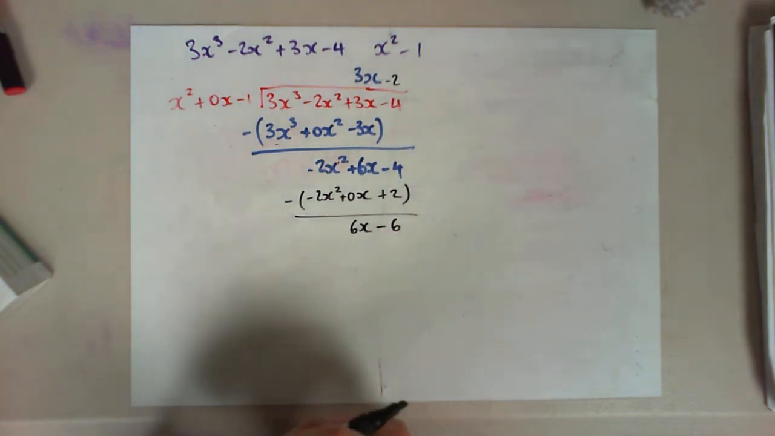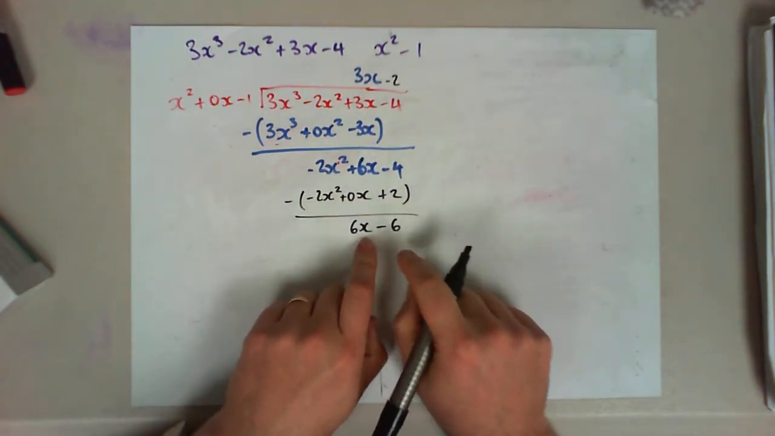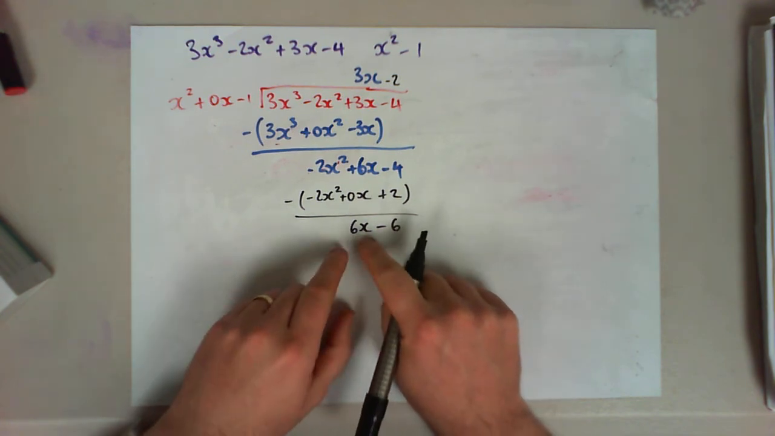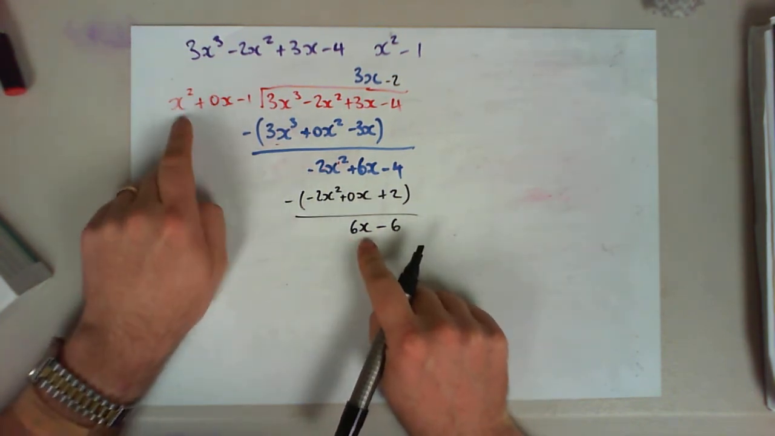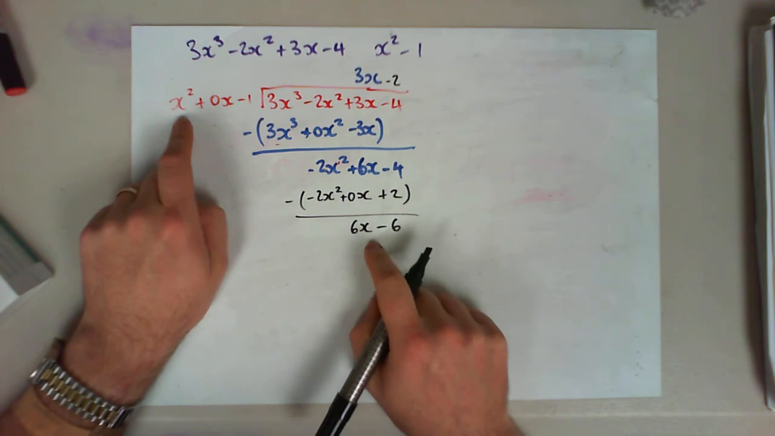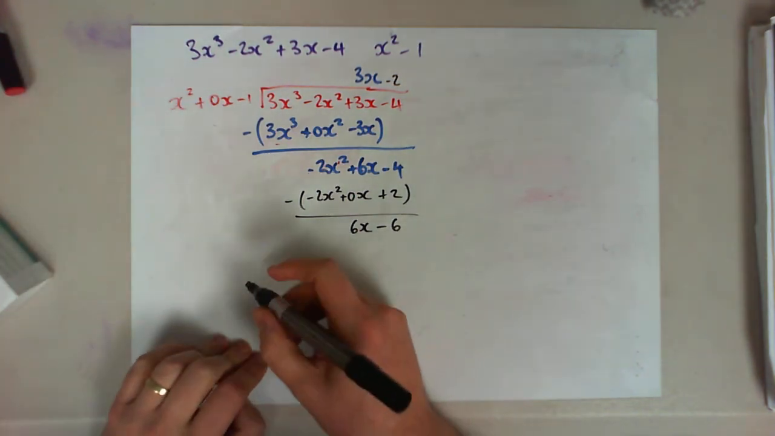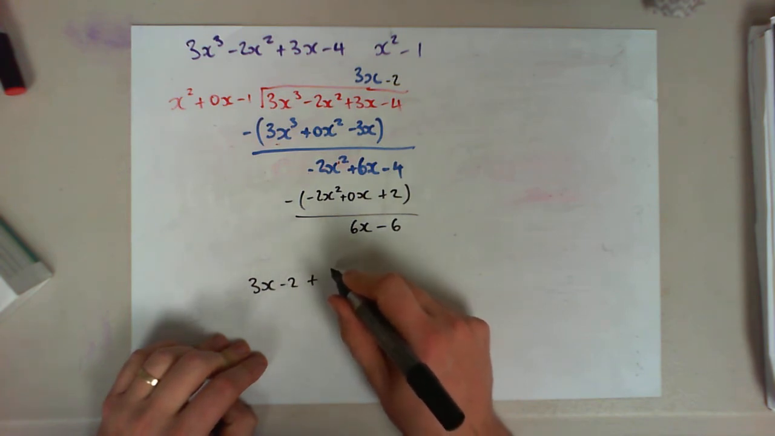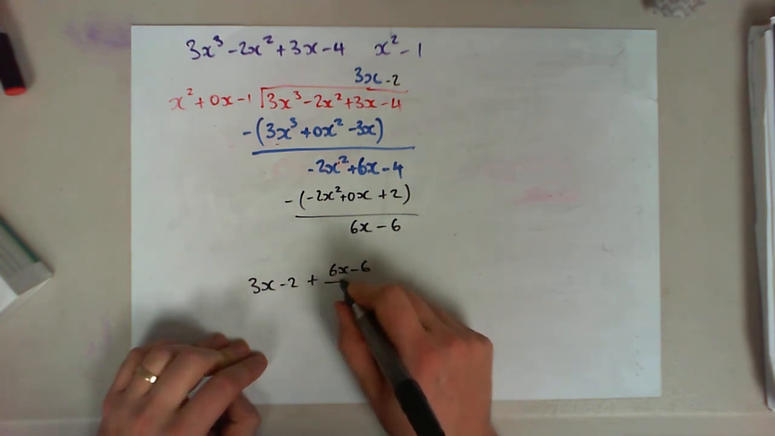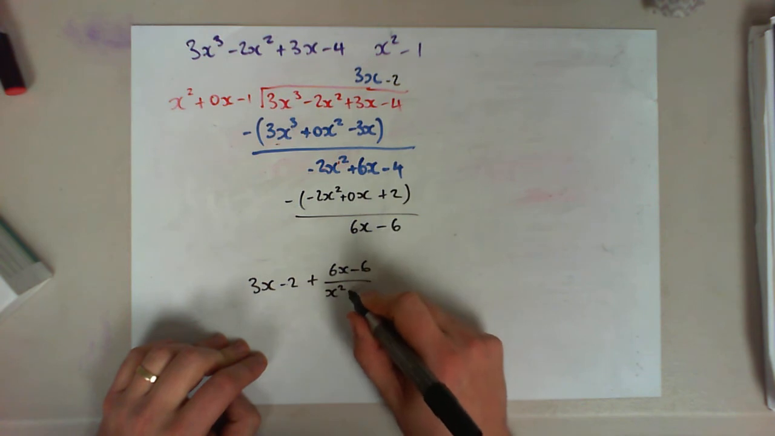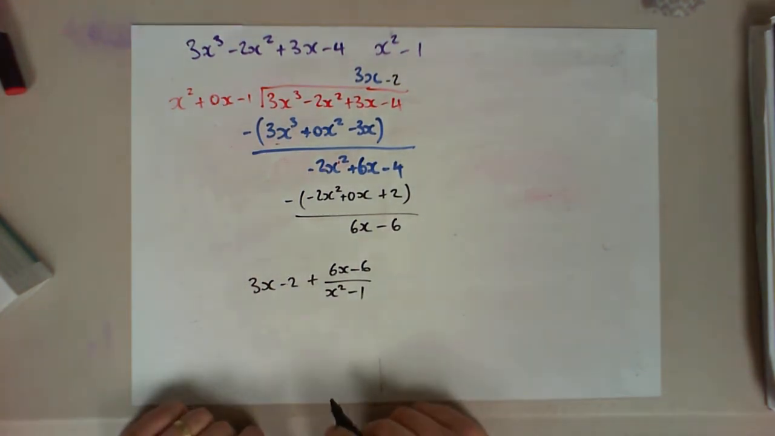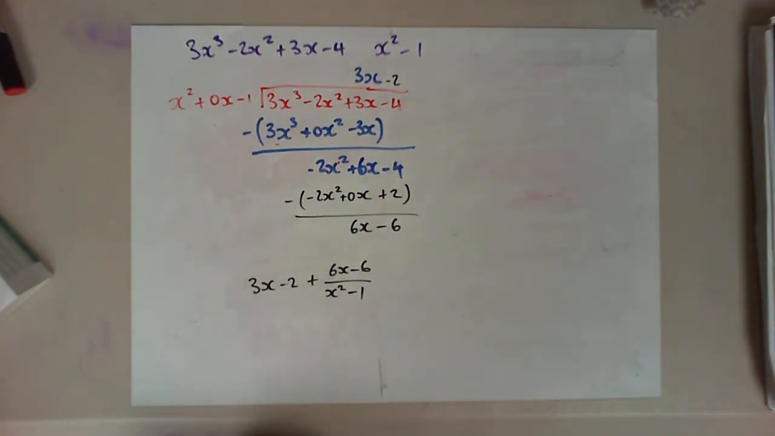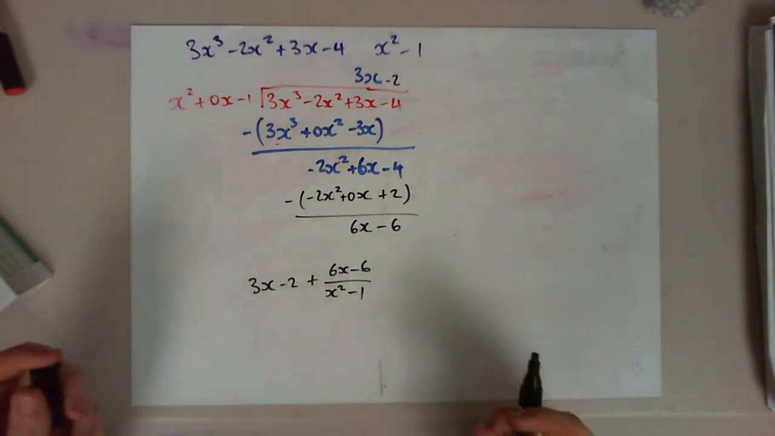Okay, so because this still has an x in it, but our degree here is now lower than our degree here, we're done. We can't actually go any further. So we'd say our answer is 3x take 2 plus 6x take 6 over x squared take 1. Okay, and you might think that that's not a particularly nice answer, but it still helps us out a bit. So it's a nice process.